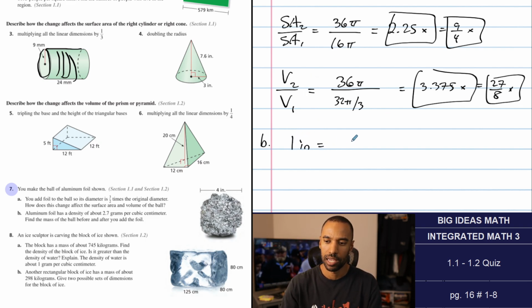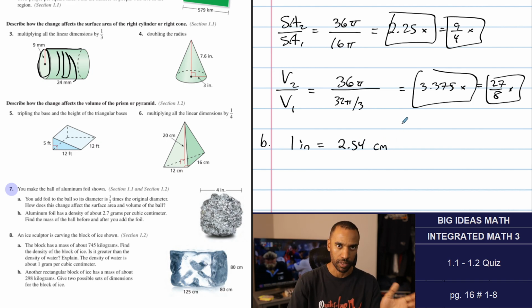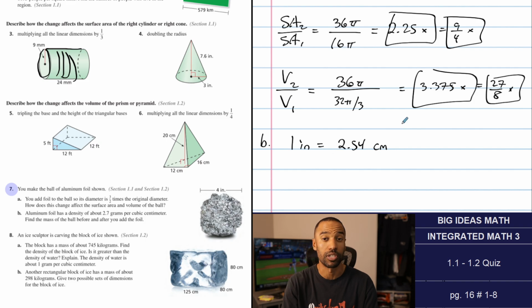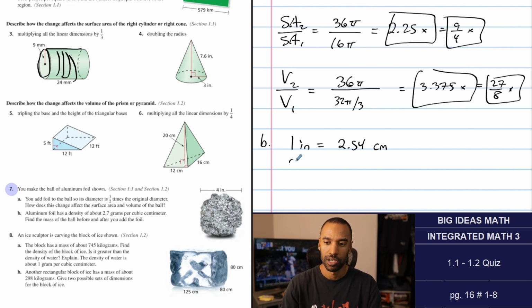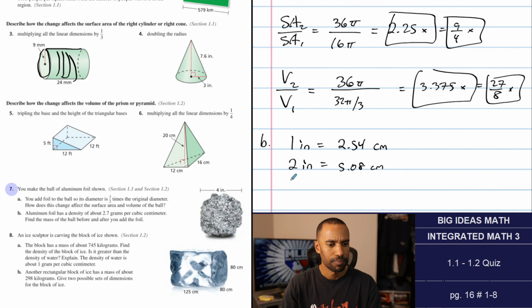1 inch is 2.54 centimeters. I don't know if that's expected for you to know. That's something that I learned and adopted over time. The book mentioned it once. I guess we go back to it. All right. So if 1 inch is 2.54 centimeters, 2 inches is double that, right? 5.08 centimeters.